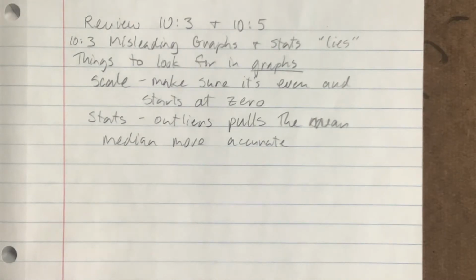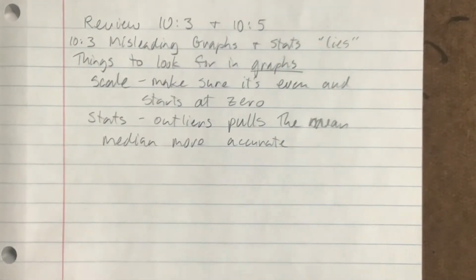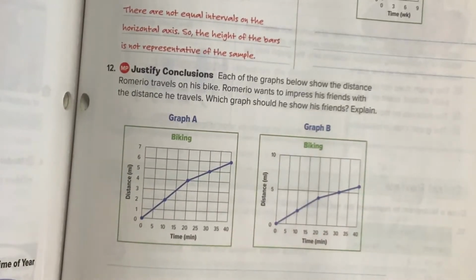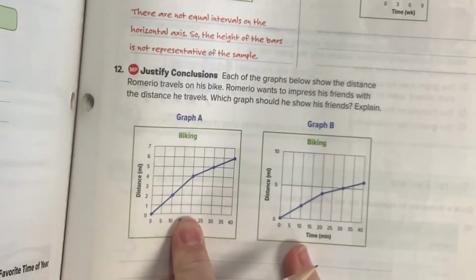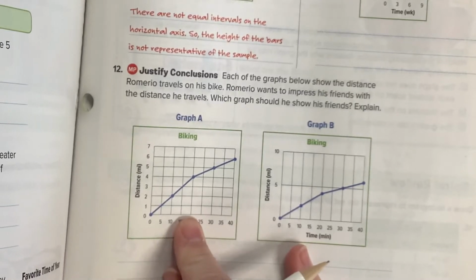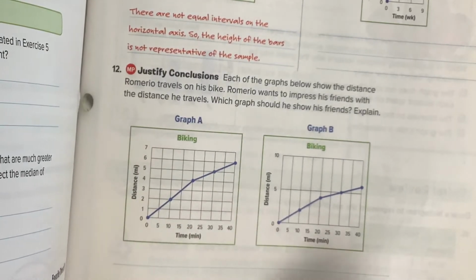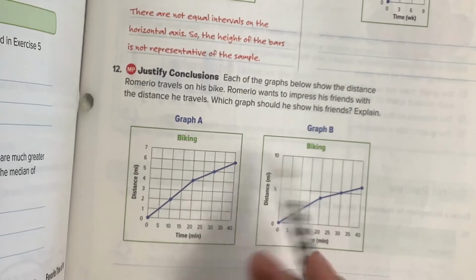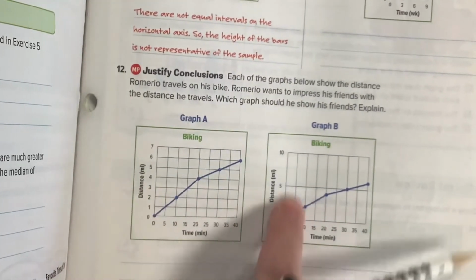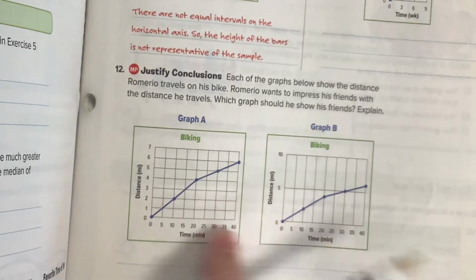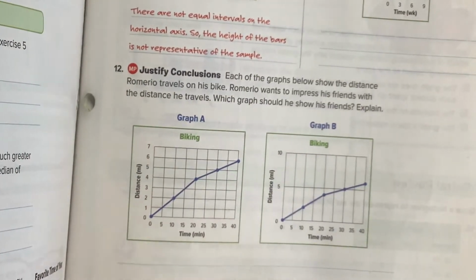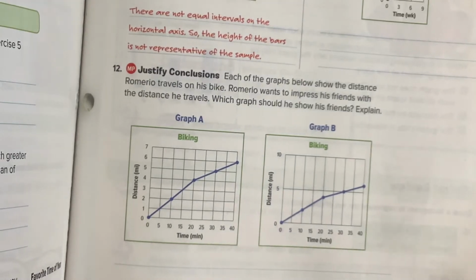Let's see. So looking at the graphs are my favorite. Nice. Okay, looking at these two graphs, it says each of the graphs below shows the distance he traveled on his bike. He wants to impress his friends with the distance he travels. Which graph should he show his friends? Which one makes it look like he traveled more? Well, this one, because it's zoomed in. Notice it's counting by ones, whereas this one's counting by tens. So this one's kind of zoomed in on the data a little bit more, so it makes it look more impressive.